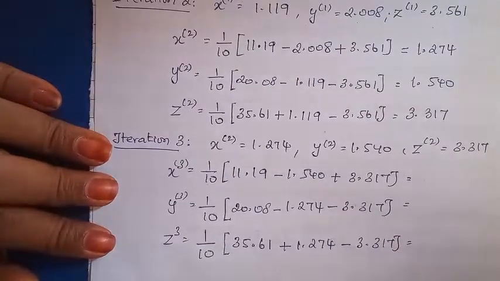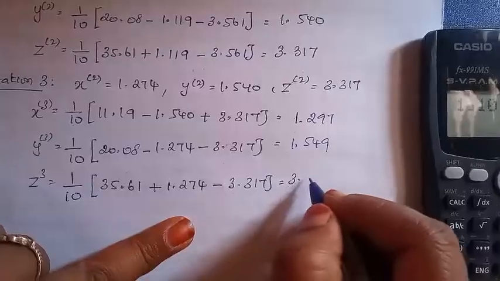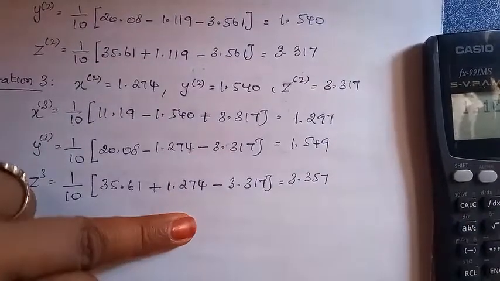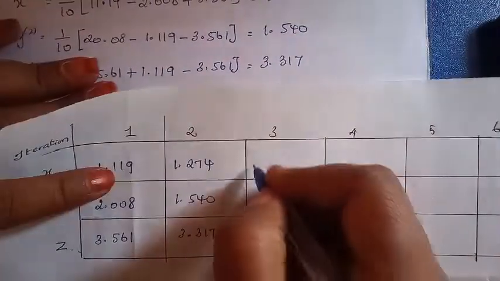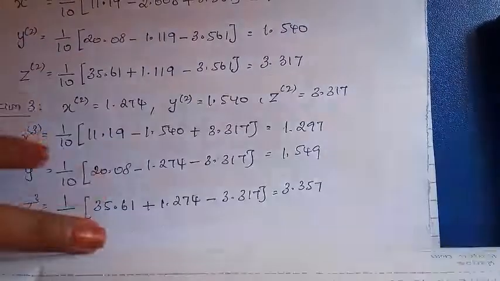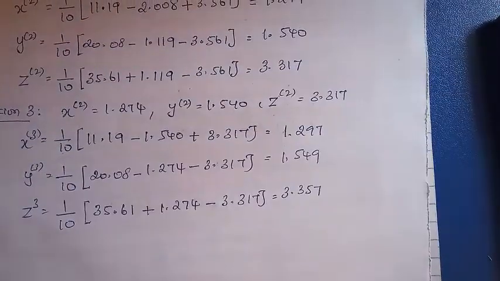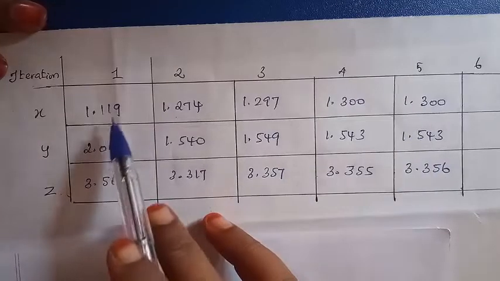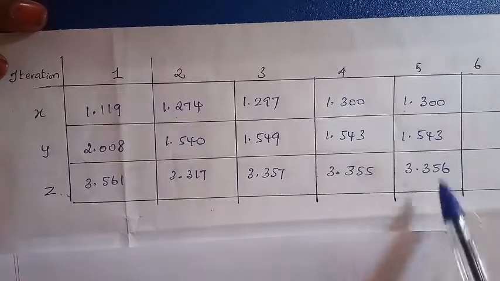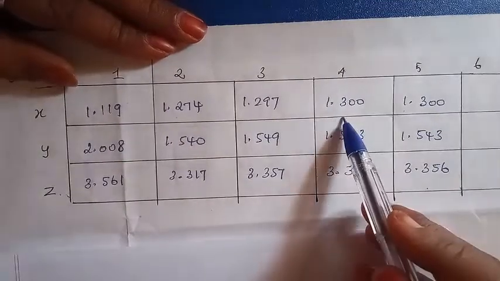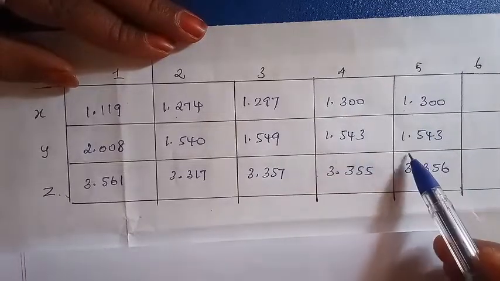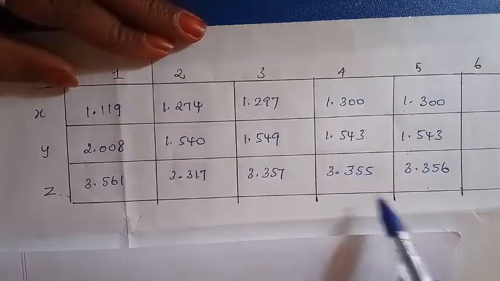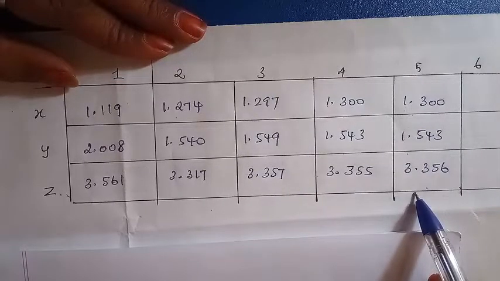Now let us use a calculator to find these values. 3.357. So after getting the values, don't forget to note down in the tabular column, 1.297. Let us continue the iteration till the value gets converged. You can see the tabulated value. The iteration 1, 2, 3, 4 and 5 values are entered here. When you see the iteration 4 and 5, you could see the value of x is same and y is also repeated, and the value of z differs only by a 0.001 value. It means that the value has started to converge.